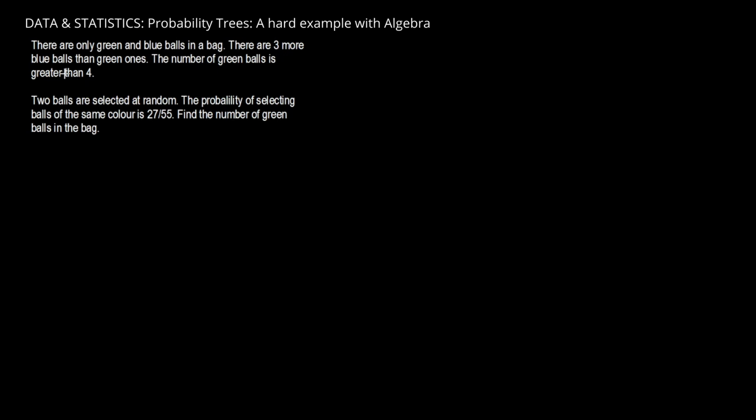Okay, so we've got a bag of green and blue balls. We're told that there are 3 more blue balls than green ones, and the number of green balls is greater than 4. 2 balls are selected at random, and from that we understand that none of them are replaced. The probability of selecting balls of the same colour is 22 divided by 55. Find the number of green balls.